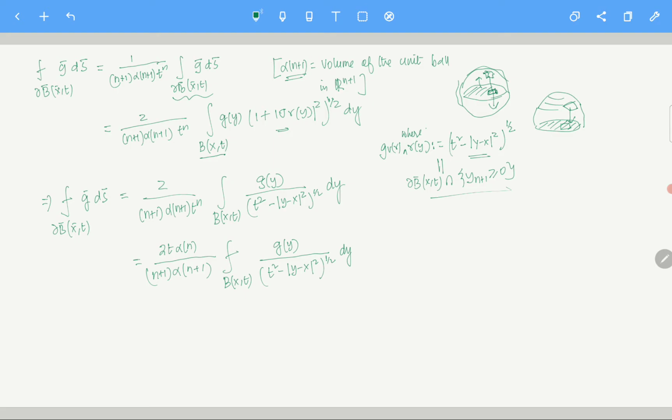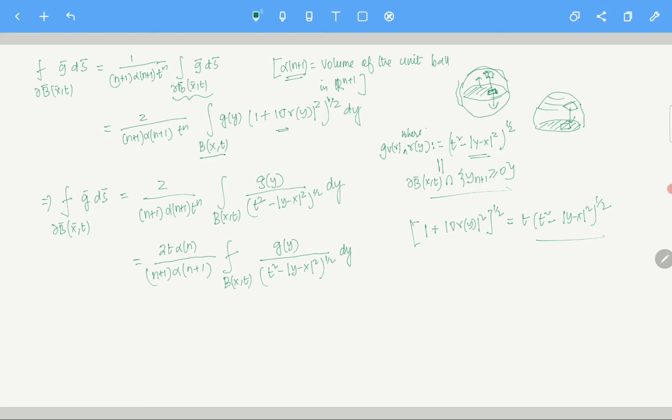Why is this happening? Because you see 1 plus gradient gamma y square whole power half is actually t times t square minus y minus x square whole power half. So I just reorganized everything and put it together.